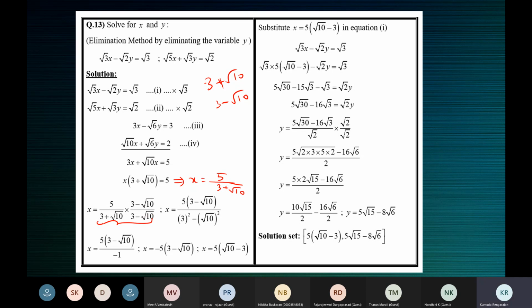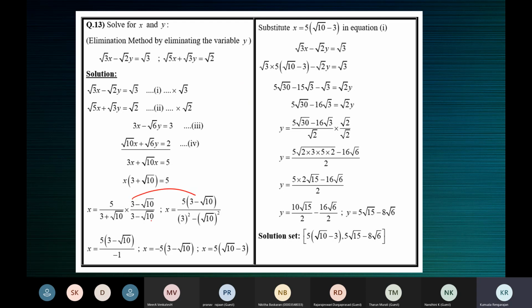The denominator is irrational, so we rationalize it. This one is 9th standard. The denominator is 3 plus root 10, and the conjugate is 3 minus root 10. So we multiply and divide by 3 minus root 10. Now you can see from this you get this step.